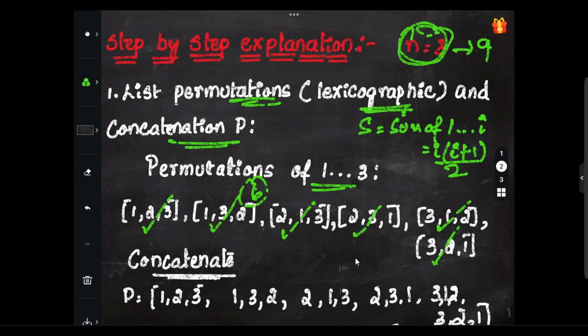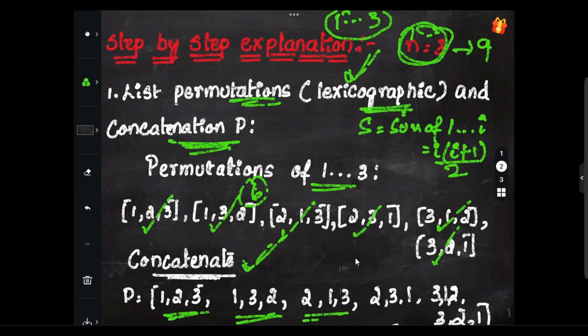As n is given as 3, we go with the permutations of 1 to 3, listed in lexicographical order, so 1 has to come first. This is very easy to understand. And we have to go with the concatenation of p as well. So let's concatenate here: 1 2 3, 1 3 2, 2 1 3, 2 3 1, 3 1 2, 3 2 1.